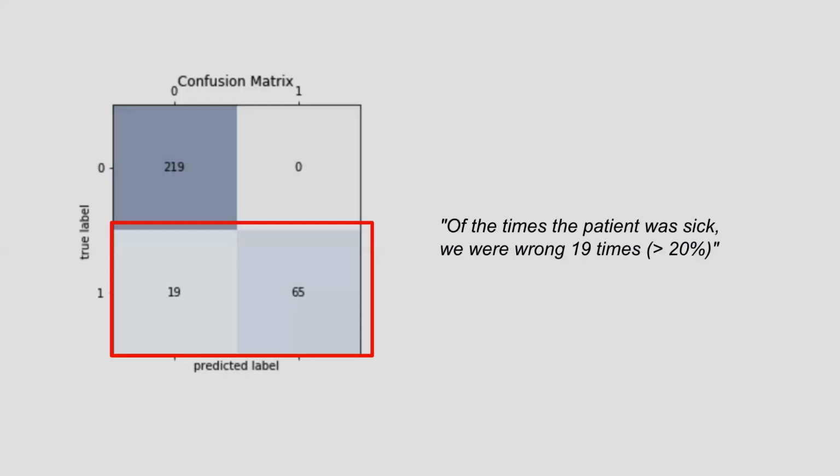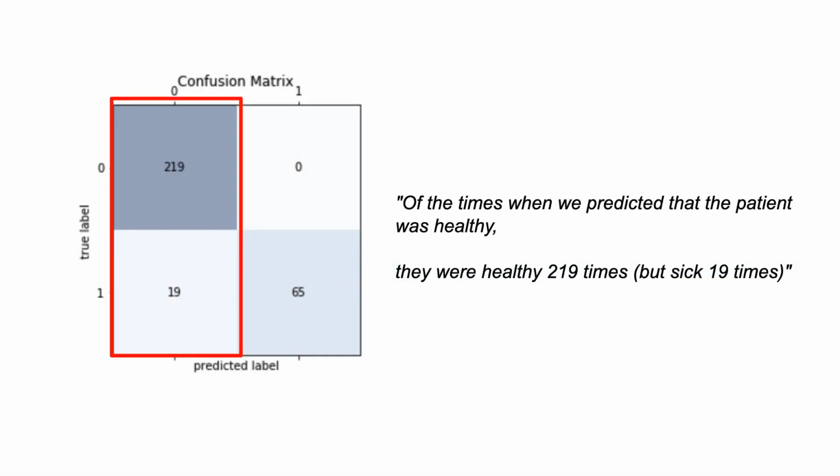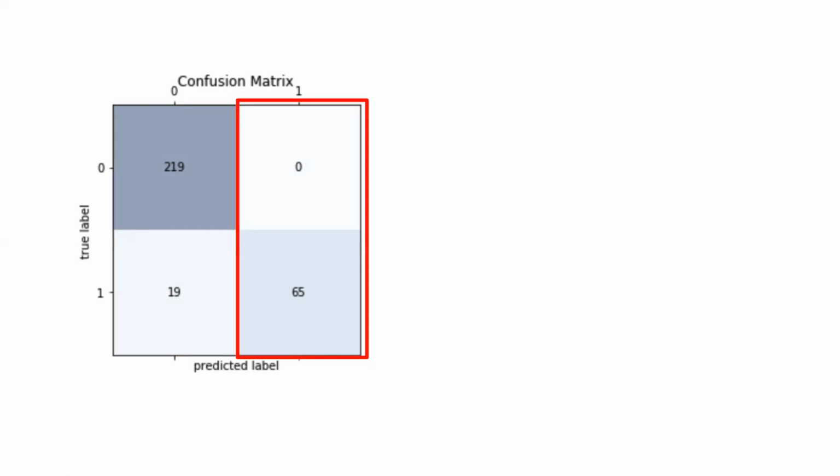We'll get into that. Okay, now vertically, who can interpret this one? Of all the times we predicted the person was sick, was not sick, we were right 290 times. Excellent. Of the times that we predicted that they were healthy, we were correct 219, but wrong 19 times. And last one, does anyone want to hit me with the last one?